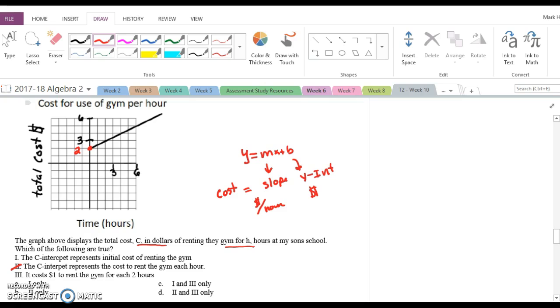So as I think about hours on the x-axis, I go over 2 hours and up $1. So that would be a slope of $1 per 2 hours. That's exactly what they're saying for 3. So the answers were 1 and 3.